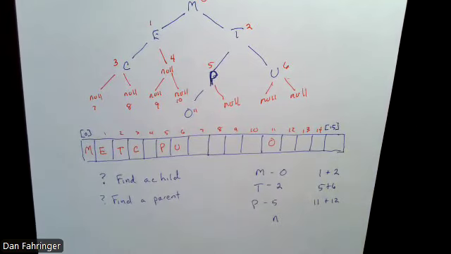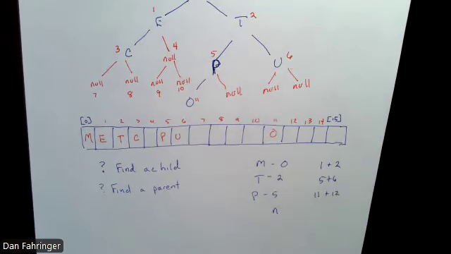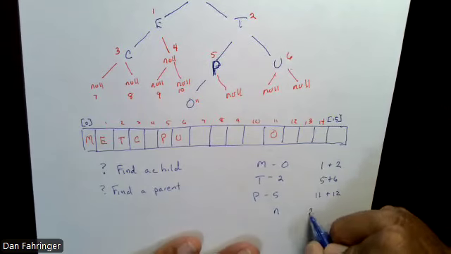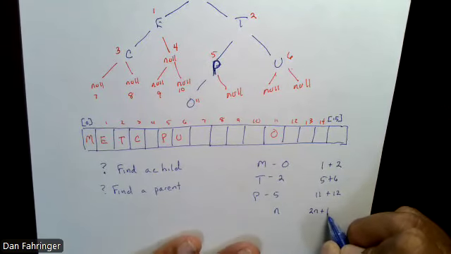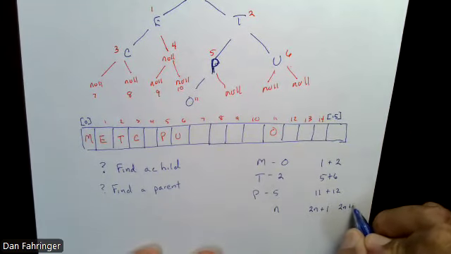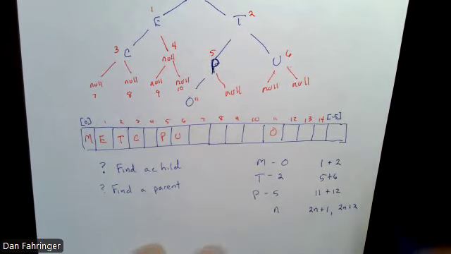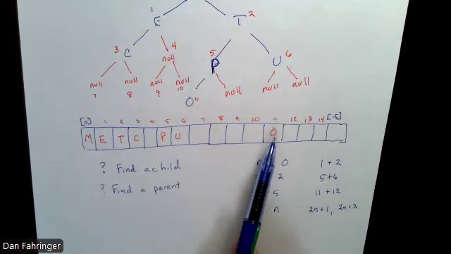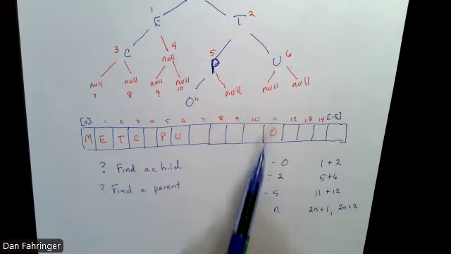If I'm looking at N, where are my children? Is it multiply? Is it 2n plus 1? And then it would be 2n plus 2 as well. There you go. If I went to 11 and asked, where are its children? You're going to go 23 and 24.